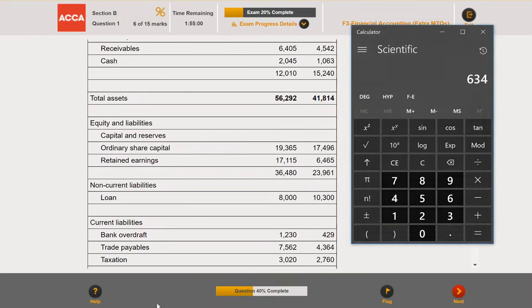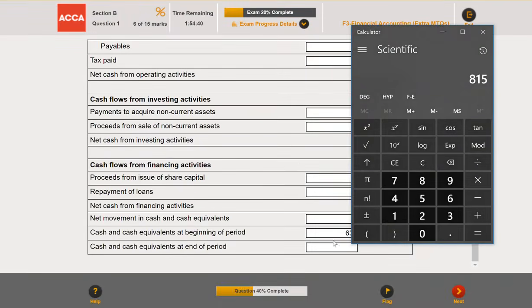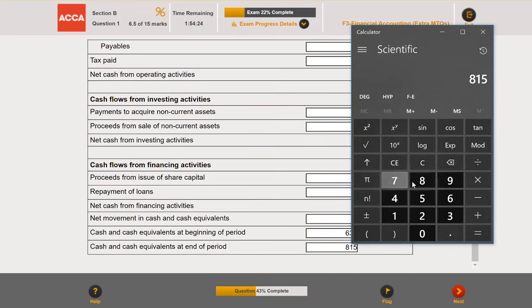So 2045 minus overdraft 1230 becomes 1815. So cash has increased. There's a positive cash flow. 815. So we calculate the difference between the two. The difference is 815 minus 634, which becomes 181.